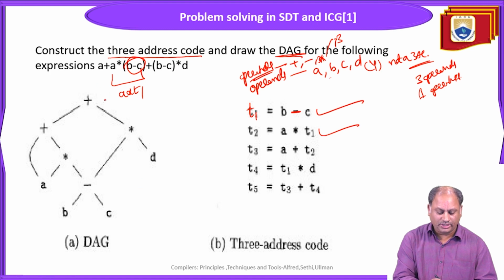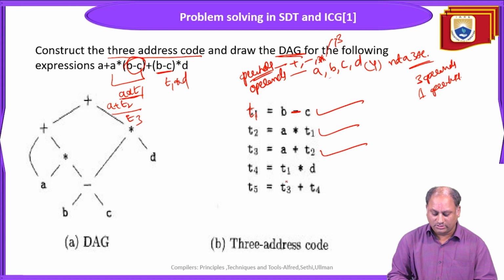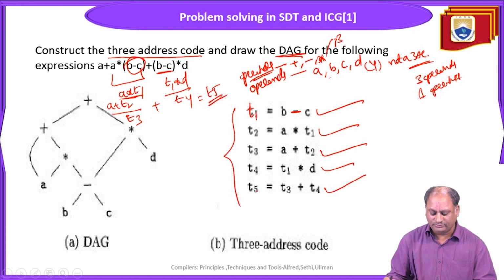Now a plus t2, and this is to be considered as t3. Already b minus c we performed with t1. Now t1 with star d, we can make t4. Suppose this one is t4, and we are left with one plus operation, so we make t5. So these are the 5 statement 3-address code notations that are available.